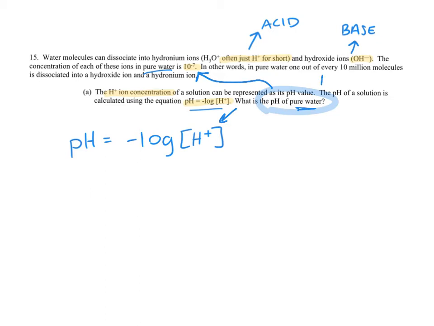This is just a shortened way of writing 1 times 10 to the negative 7th. So that is actually equal to the H plus ion concentration of pure water. So the way you're going to write this up is you're going to do pH equals the negative log. And then here now I have a number to put into this bracket here. So I'm going to do concentration is 1 times 10 to the negative 7th.